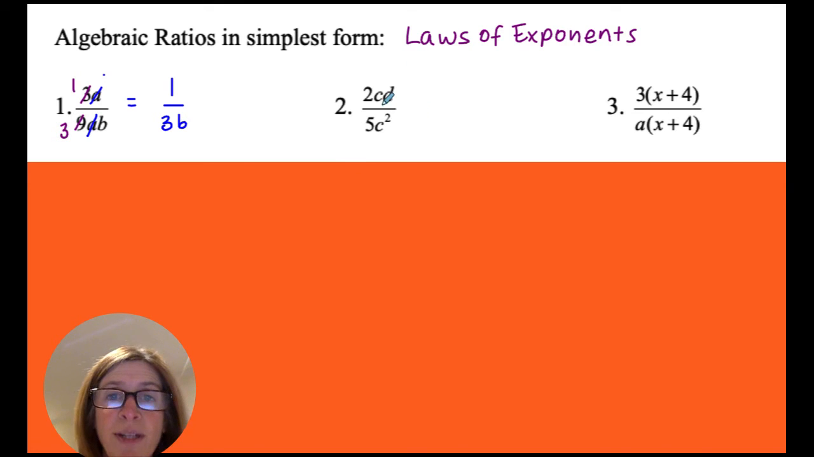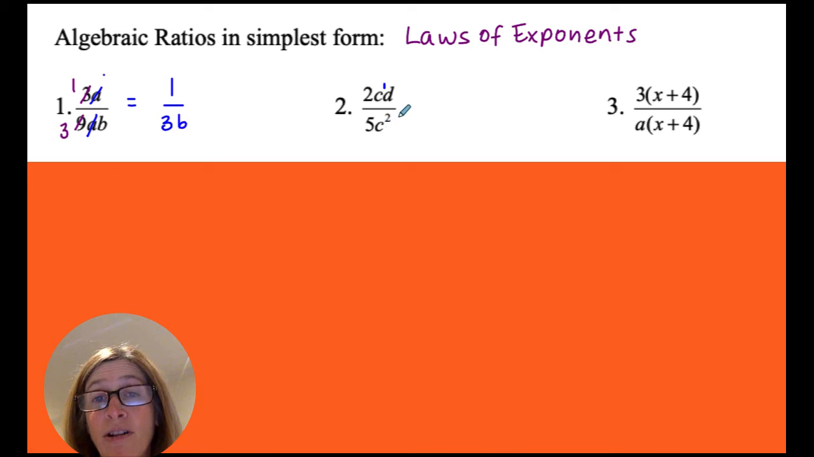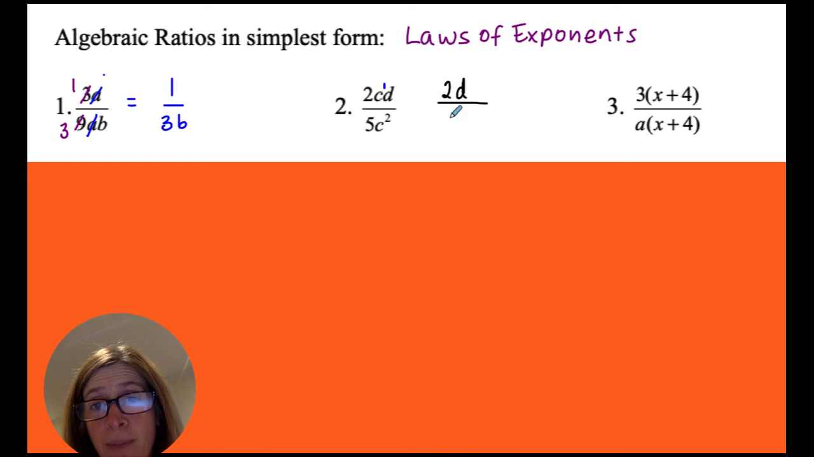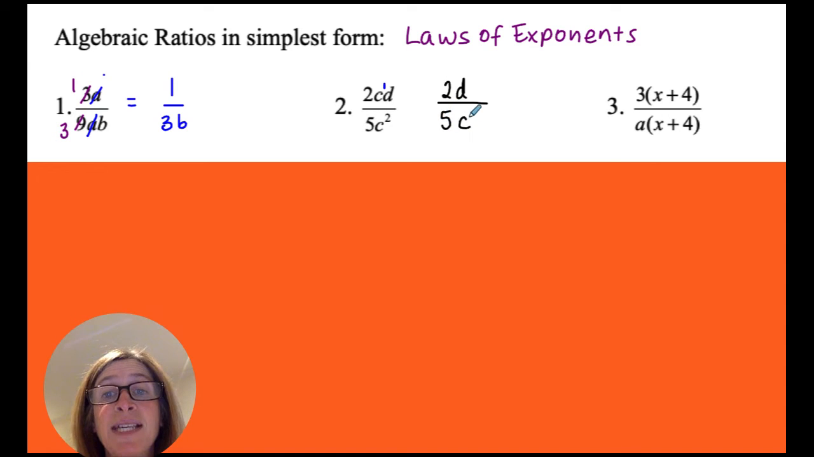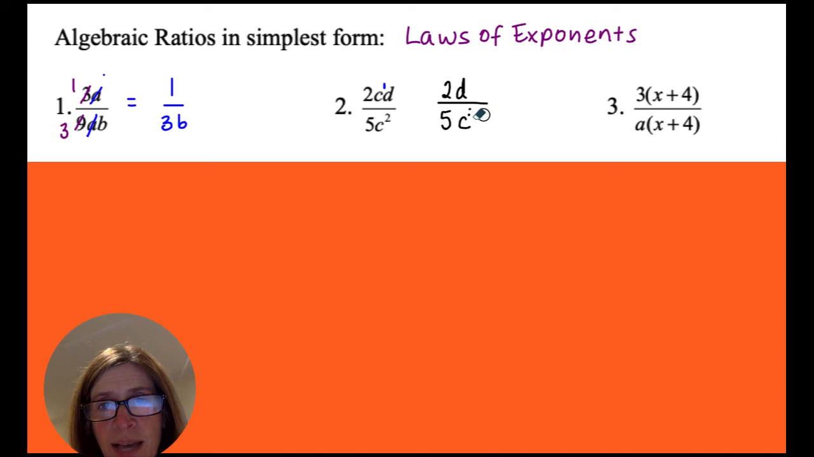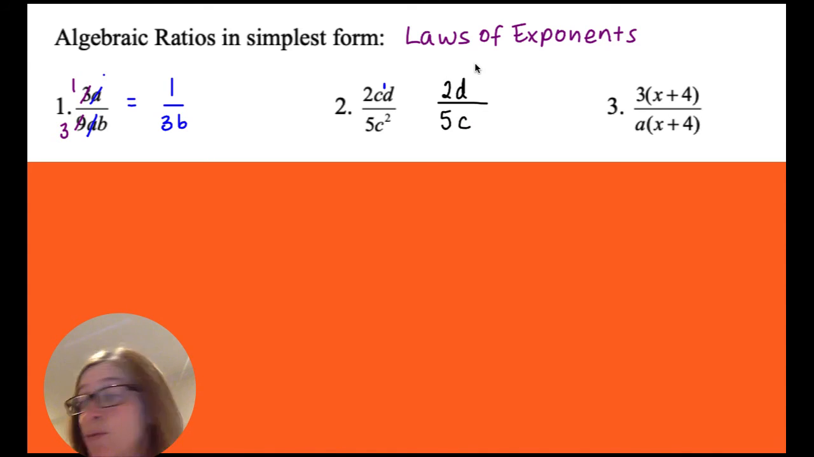Let's try the next one. 2cd over 5c squared. The only thing I can simplify is the c's. Now remember last week we were talking about bringing the smaller exponent to the larger and subtracting. So the 2d would stay on the top, 5 would remain unchanged, but the bottom would become c to the 2 minus 1, which would be 1. Okay, let me erase that so you can see. I just wanted you to see how that worked. So it would just be c.